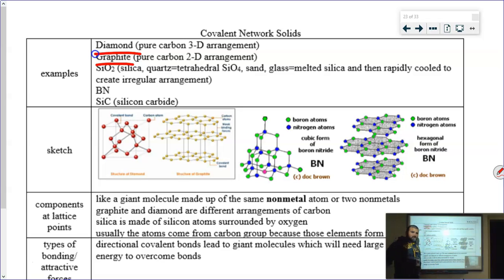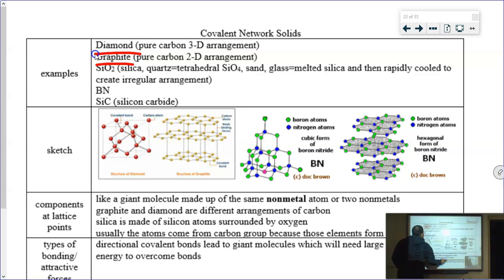Graphite is a two-dimensional arrangement of carbon. It comes in sheets. So when you have millions and millions of sheets of graphite, that's how you write with your pencil, right? When you draw that pencil across a piece of paper, you are effectively just flaking off sheet after sheet after sheet of graphite.